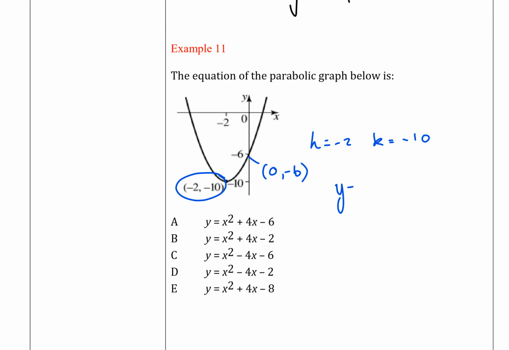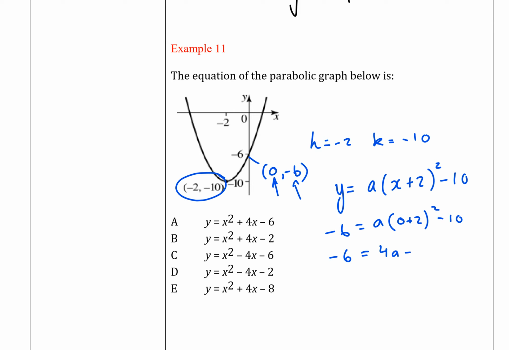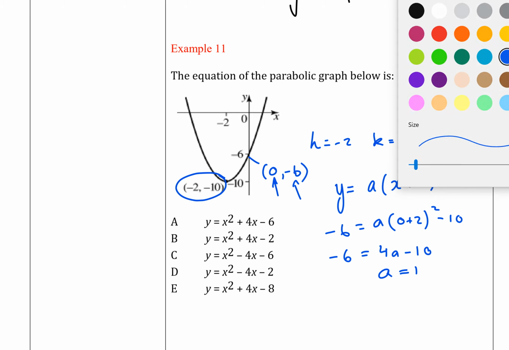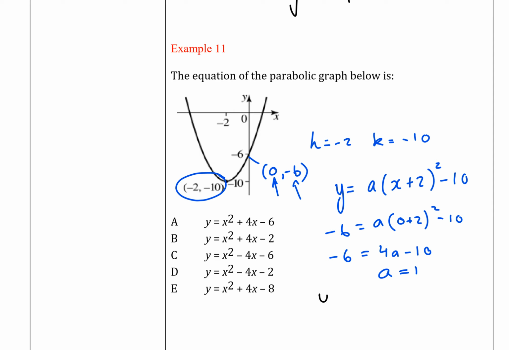If I use y equals a outside of (x plus 2) squared minus 10, so that's me subbing in my turning point. I know that I need to say when x is 0, y is -6. So -6 is equal to 4a minus 10, and a is equal to 1. So this is all well and good, except my answer, (x plus 2) squared minus 10, is not present there.